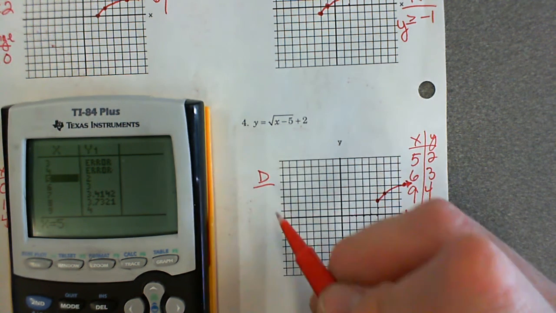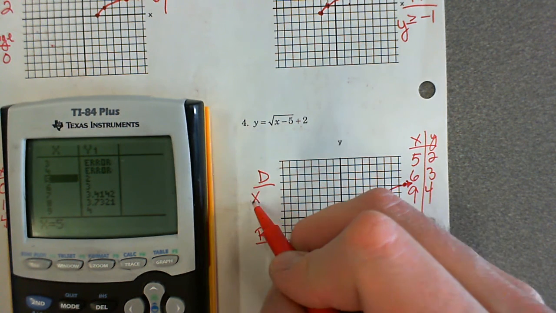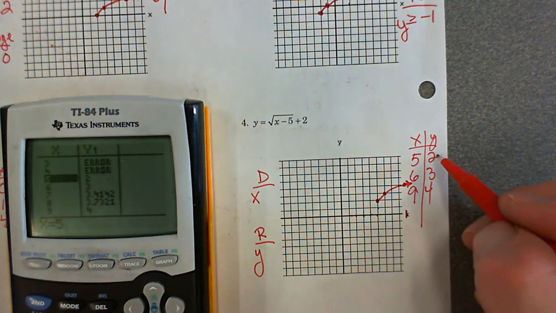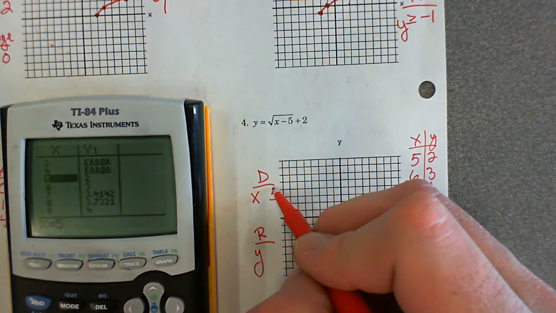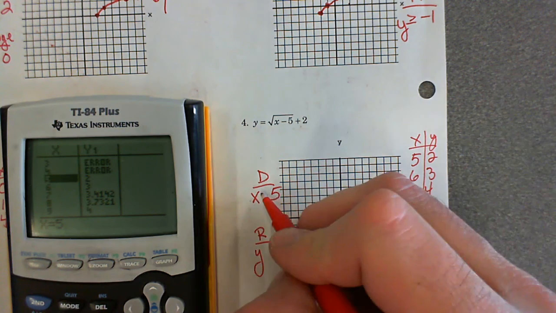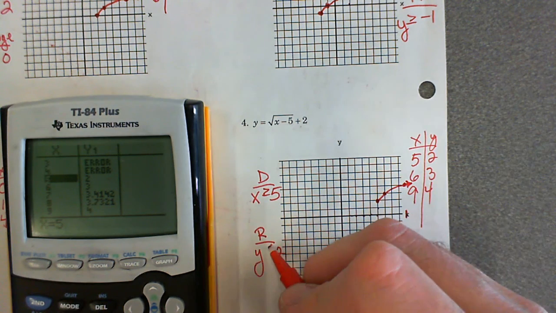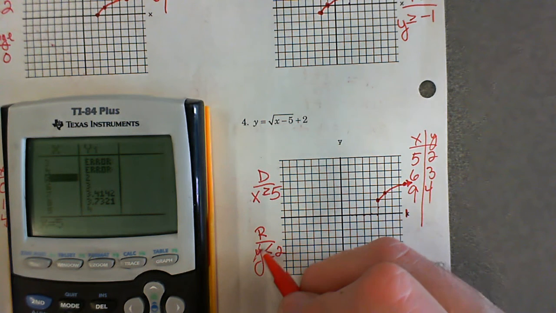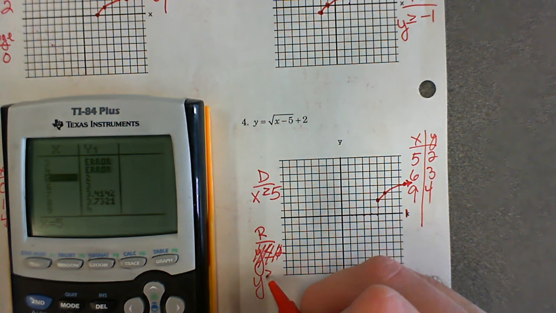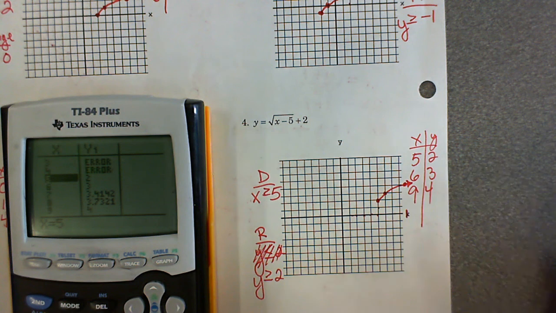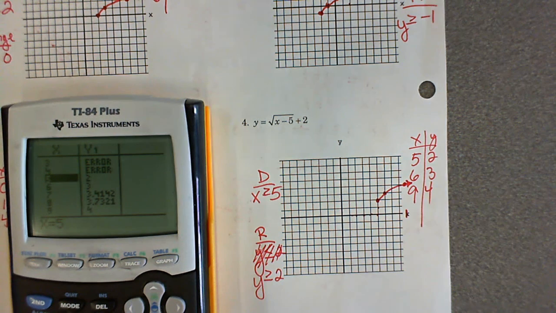What's your domain? What's your range? Domain is X, range is Y. And your vertex is the point 5, 2. X is getting larger, and Y is getting smaller. Oops, no it's not. Y is also getting larger. Y is getting bigger, it's increasing. Y's are going up. Okay? So, there you go.